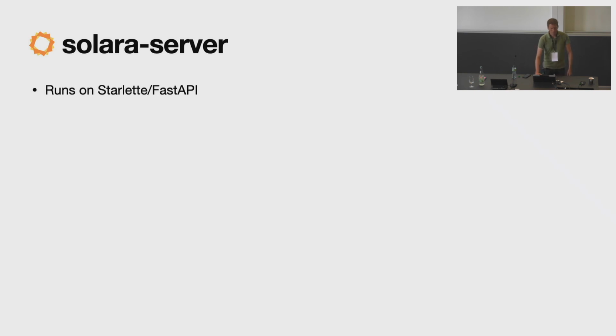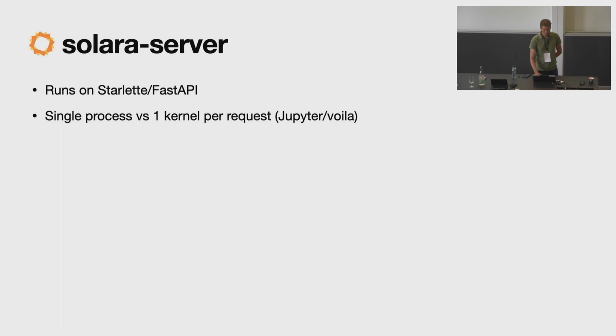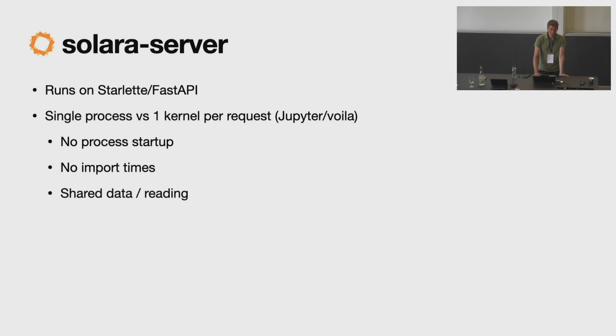So what is Solara Server? It's a server that runs on standard Starlette FastAPI. Versus Voila, it runs a single process. Voila creates one kernel, which is one process, for each request, and here we only have a single process. That leads to no process startup, no import times. You can share your data, so you only have to read a file once. But also the Voila preheated kernels might be a solution, something to look into.